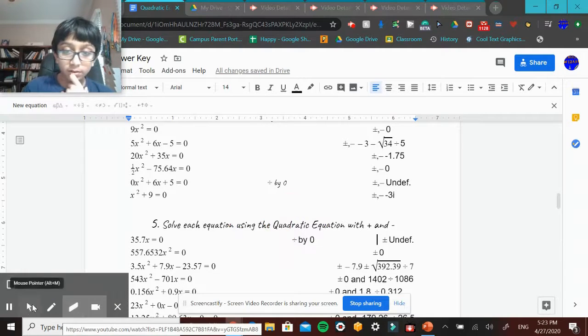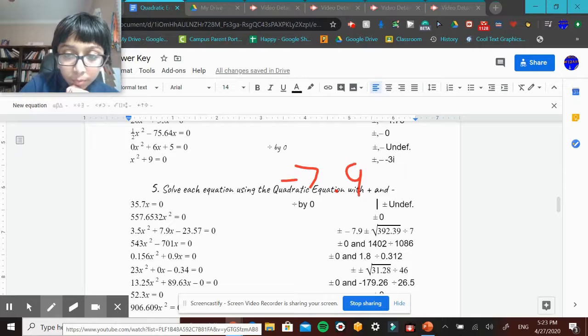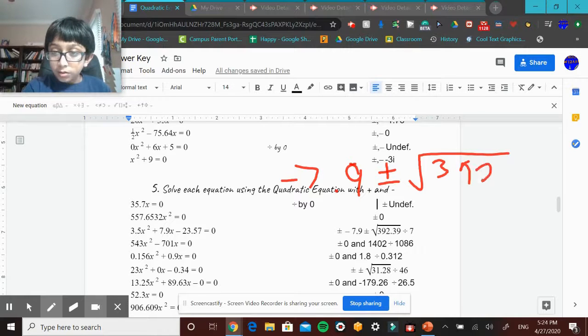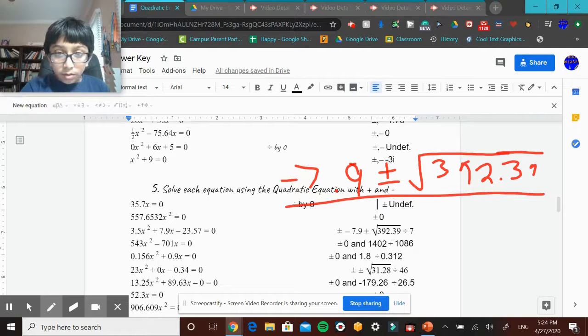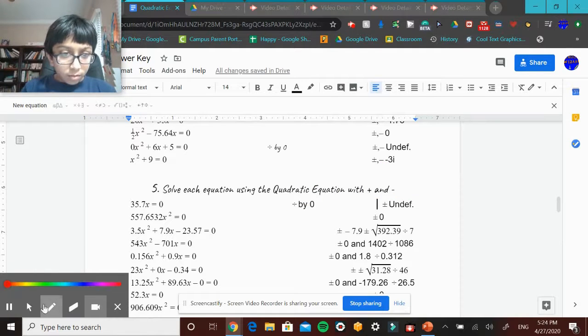Moving on to the next problem, because we have to do work. Negative 7.9 plus or minus the square root of, please wait as I type this into my calculator, minus 4 times a times c, 392.39 divided by 2a, which is 7. Yes, it is 7, and that is all we can simplify it since it's already a decimal. Okay, moving on. Next problem.